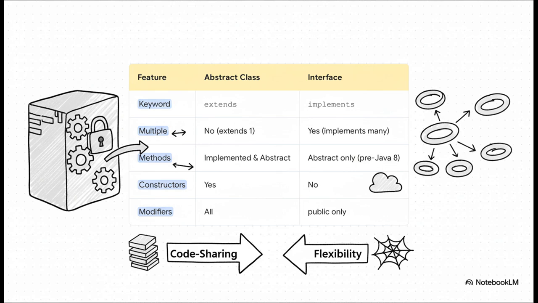Now, interfaces, they were the purists. No constructors, no implemented methods, and everything was public by default. At least that's how it used to be, and we'll get to that in a bit. But this classic view really shows you the trade-off, right? The code-sharing power of a single abstract class versus the awesome flexibility of implementing many different interfaces.